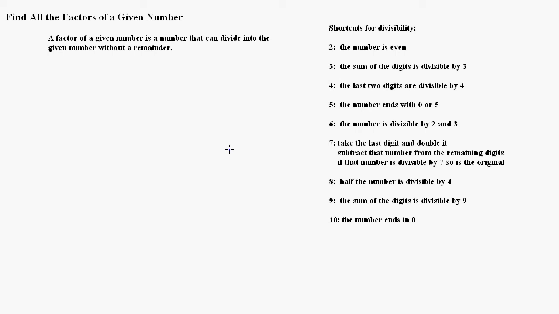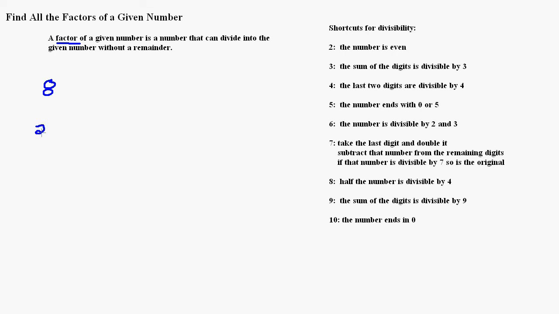In this video, we're going to look at how to find all the factors of a given number. So let's recall that a factor of a given number is a number that can divide into the given number without a remainder. So for example, let's say we have the number 8. Let's just start with a nice easy number. So what's a number that I could divide into 8 and not have a remainder?